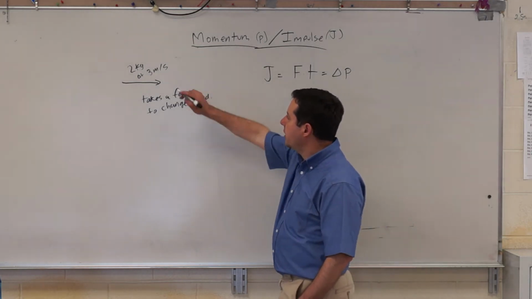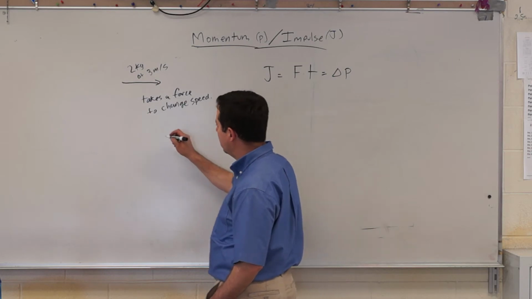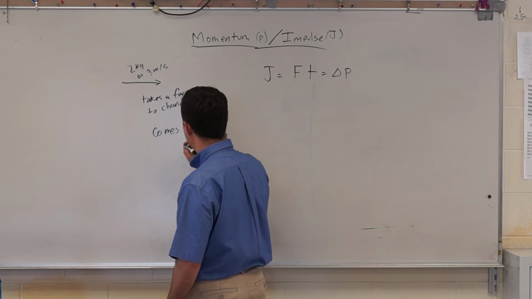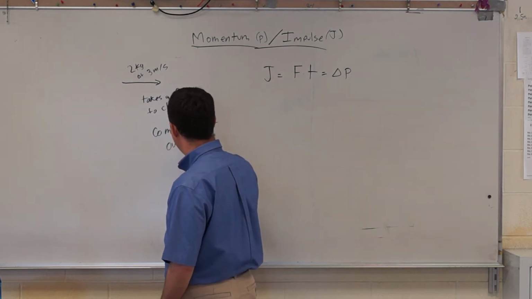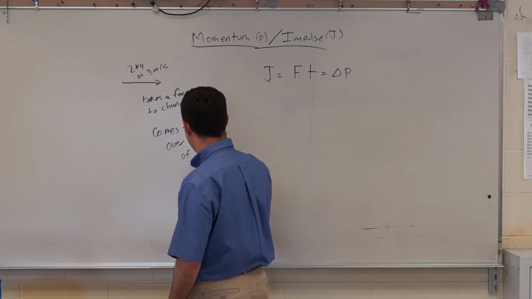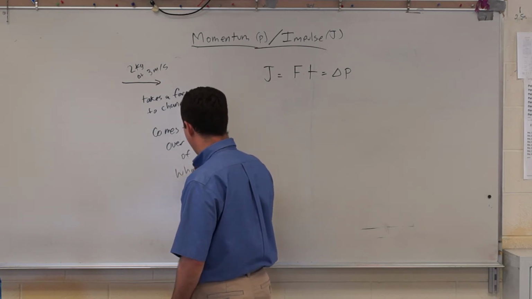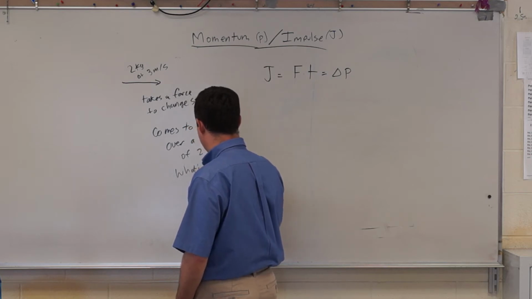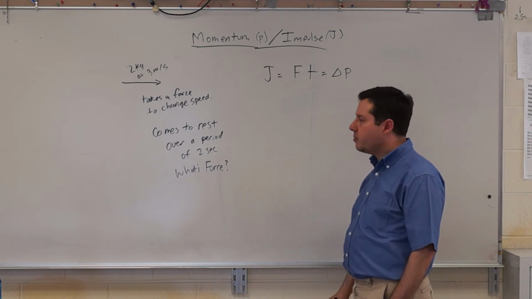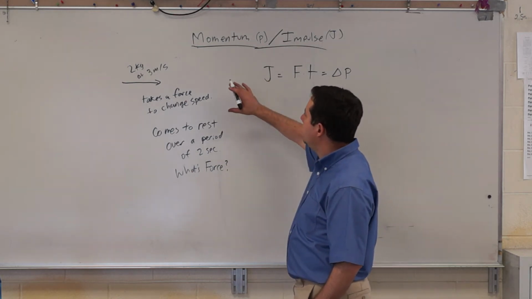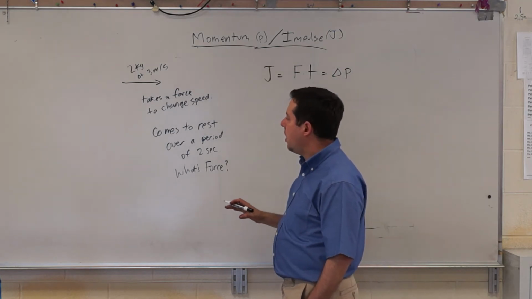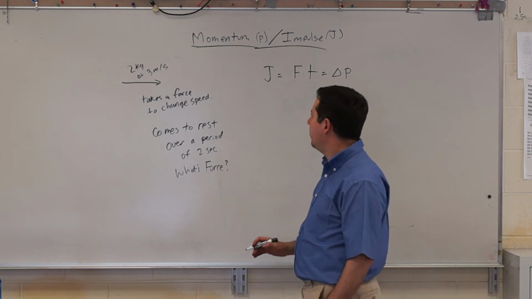So let's say, for example, a 2 kilogram box comes to rest over a period of 2 seconds. What's the force? Well, you can apply impulse momentum theory to figure it out. Usually what happens is you have something changing speed. Sometimes it's balls being kicked too, and there's a force and a time involved.